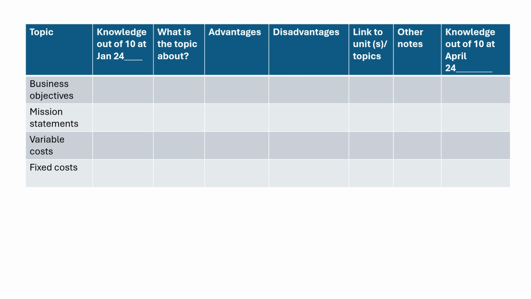And then you have another knowledge out of 10 score, another column at a later point in time. So you can see here you've got 4 months later, what's your knowledge? Has it improved? Has it increased? And so forth. And obviously in theory, it should have increased. So let's have a look at a worked example.